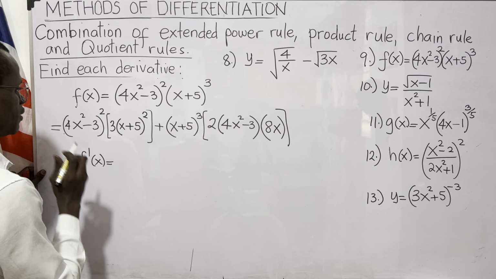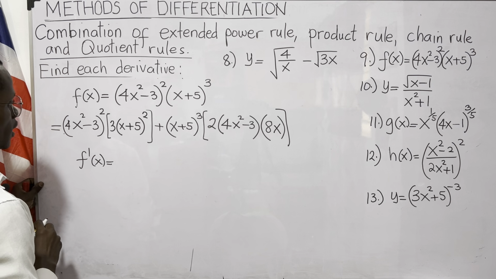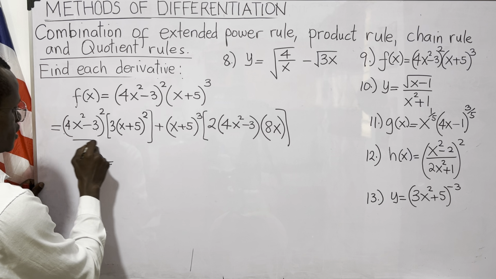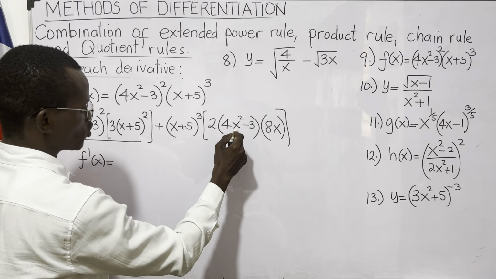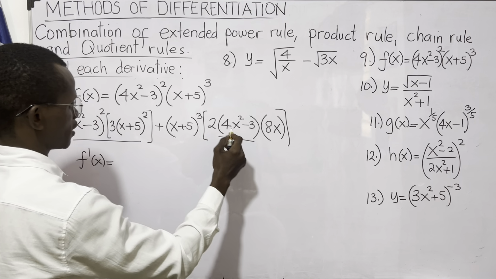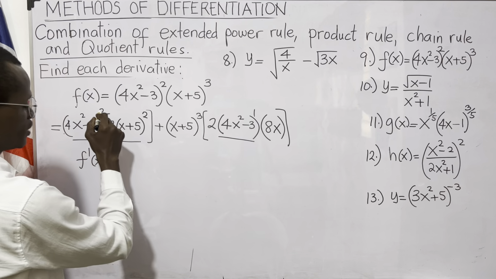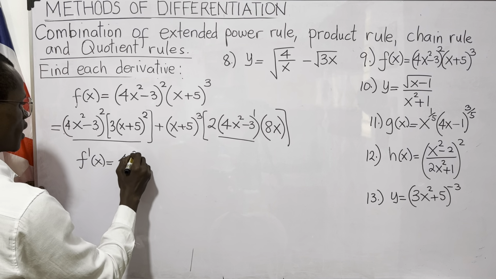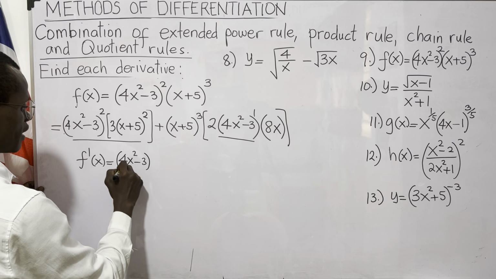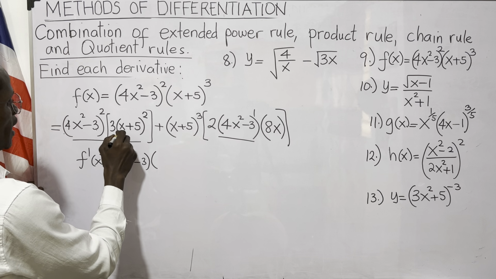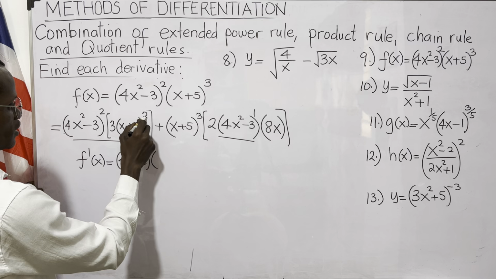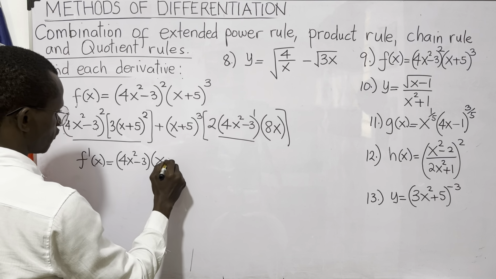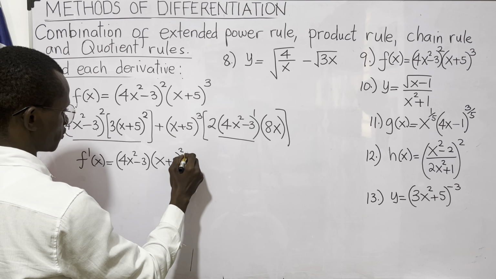We just simplify now. 4x squared minus 3 is here. 4x squared minus 3 is also here. But it's raised to the first power here, and here it's raised to the second power. So we take the first power, 4x squared minus 3. We just simplify further. Times x plus 5 raised to the second, x plus 5 raised to the third. So we take x plus 5 raised to the second.